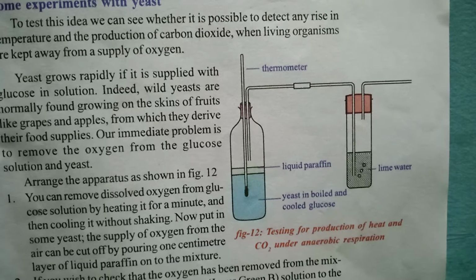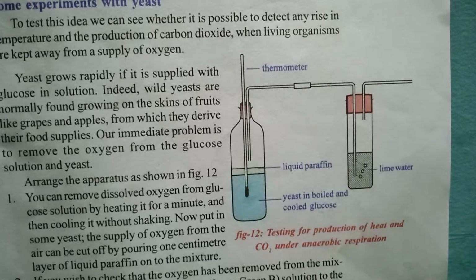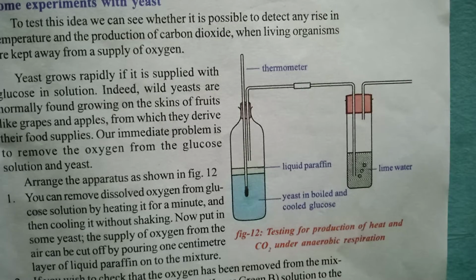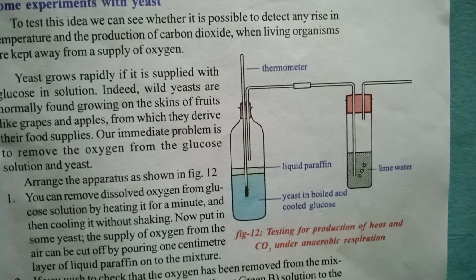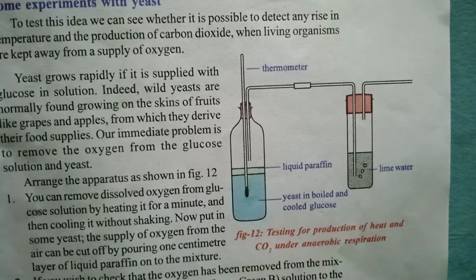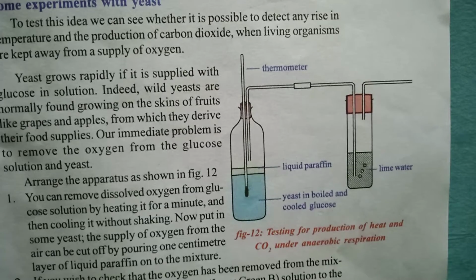Now we are taking glucose solution in a bottle. We need to heat the glucose solution for about 1 minute. We are heating it to remove the oxygen dissolved in the glucose solution. After heating for 1 minute, we keep the bottle undisturbed without shaking, and we need to cool it.